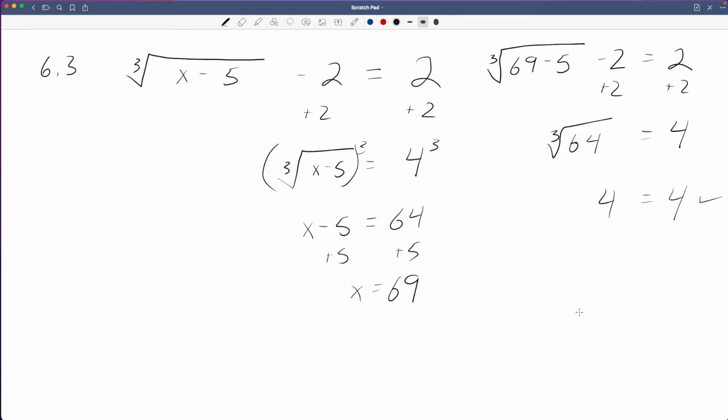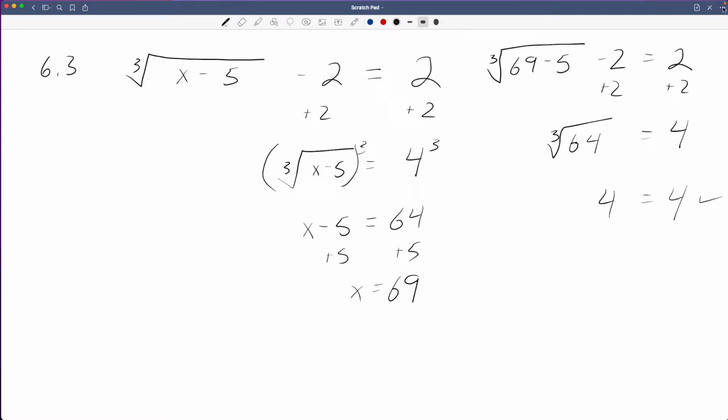So that does check. So it's always a good idea, if you're not sure about the answer, you're not confident, go back and insert it. And if you want to just make sure your answer is right every time, that's a good way to do it. Just go back and take your solution and put it into the equation and solve.